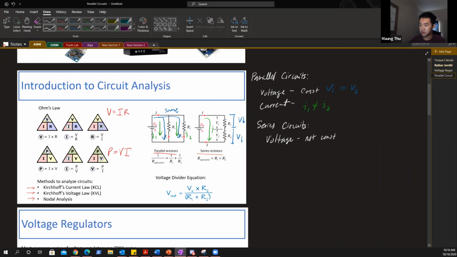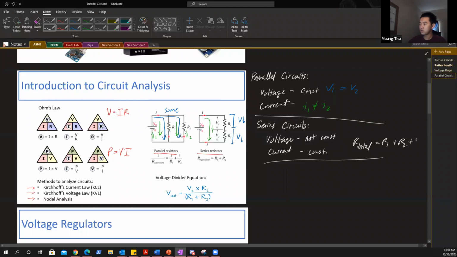They're also different when it comes to calculating the equivalent resistance. Let me write this down first. Current constant, or same. The way you calculate resistance for a series is essentially just by adding them.